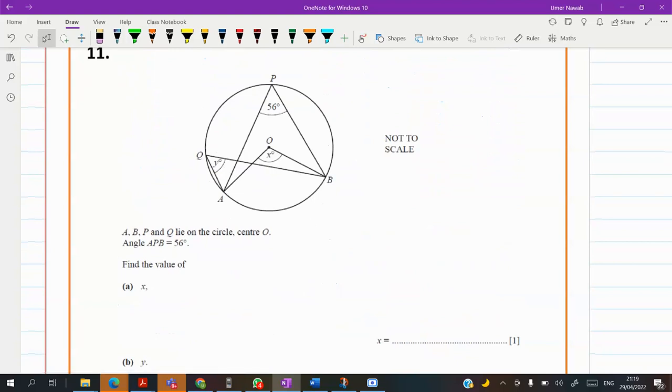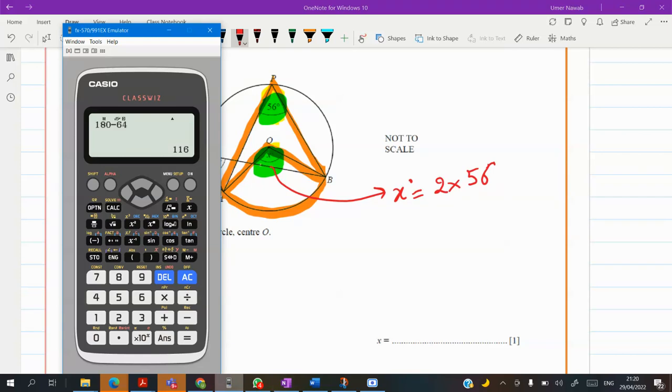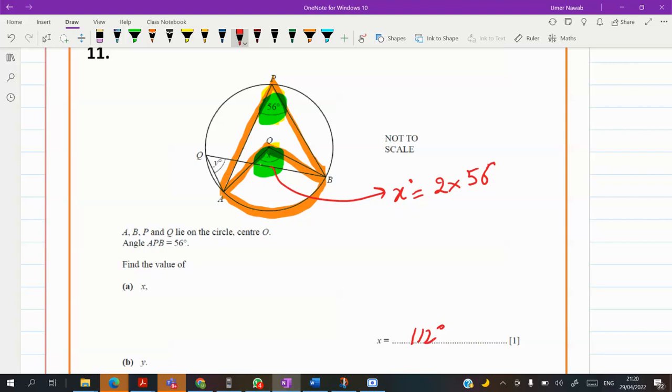Next, question number 11. Very quickly, guys, X and 56. You know that the arc AB is making an angle at the center, and also it makes an angle at the circumference. The relationship between the central angle and the circumference angle is very clear: the central angle is always bigger. It is double. So 2 times 56, 112. We found it. So let me erase. This is 112.